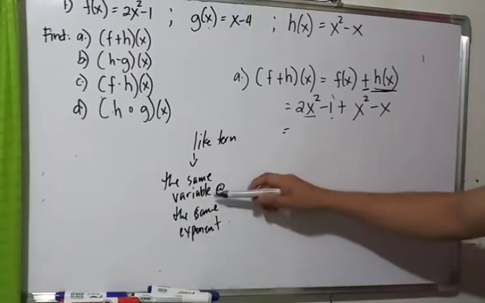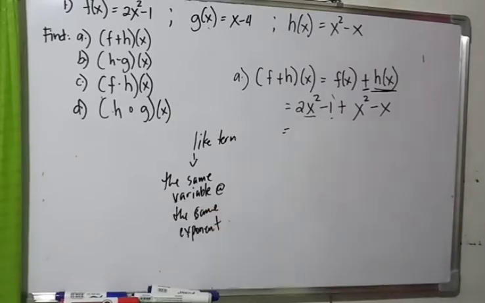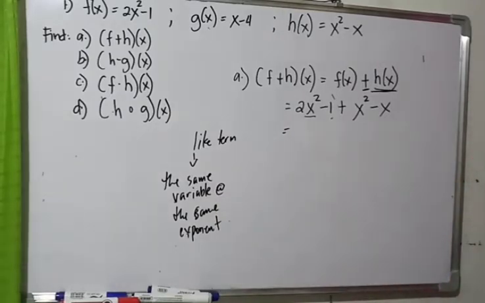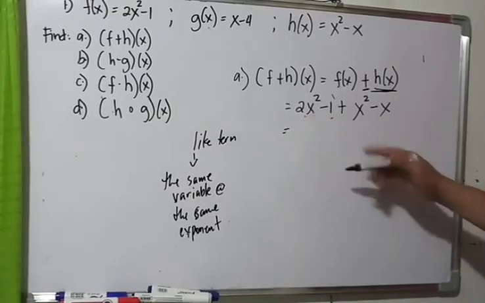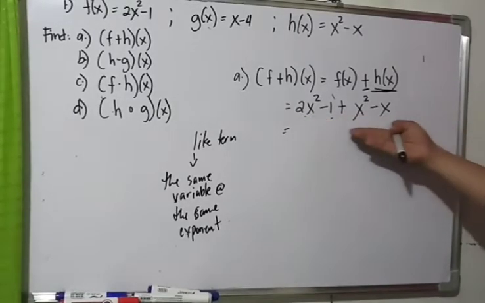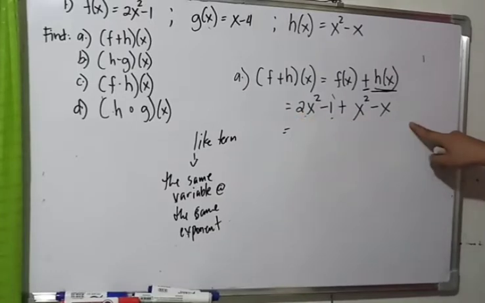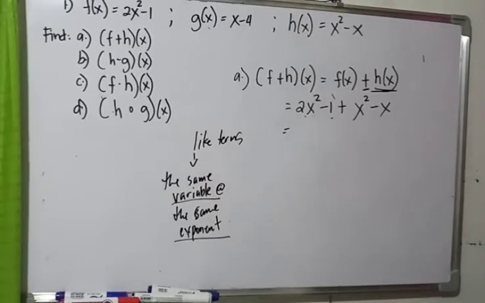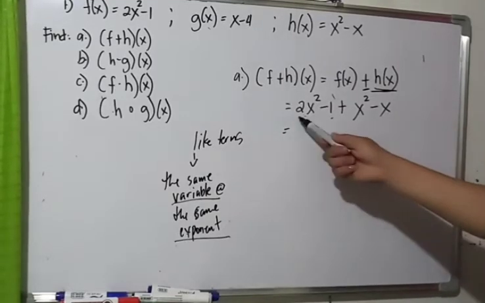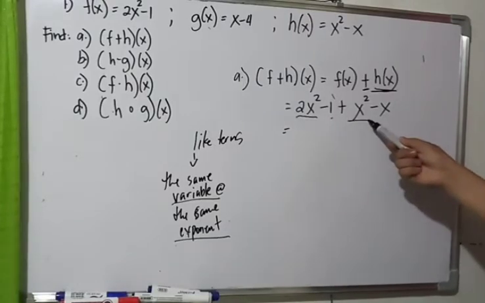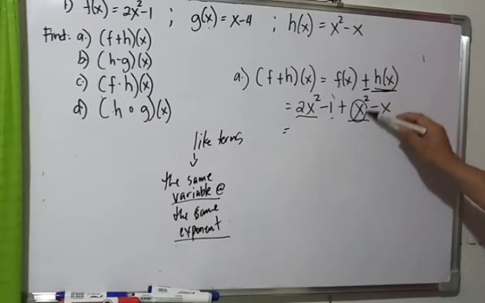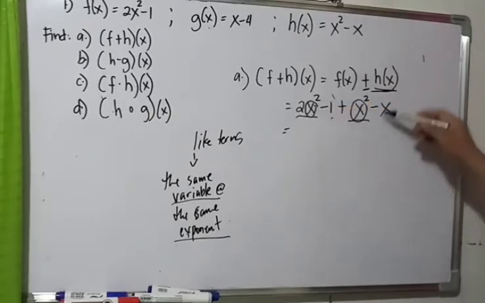Okay, ito lang i-add natin. The same variable and the same exponent. Hindi tayo maka-add kung unlike terms, kung hindi pareho yung exponent. So in this given, ito na yung equation natin. Ano yung like terms dito? So when we say like terms, the same variable and the same exponent. So ano yung i-add natin? So that is 2x squared and x squared. Like terms ba ito? Okay, yes, because the same variable, yan ang x, then the same exponent.